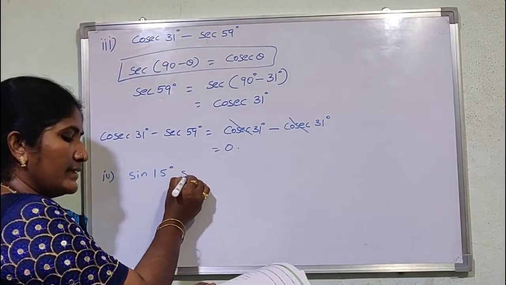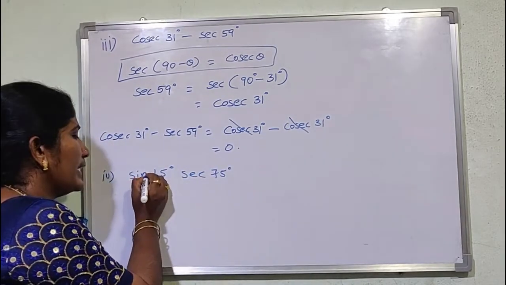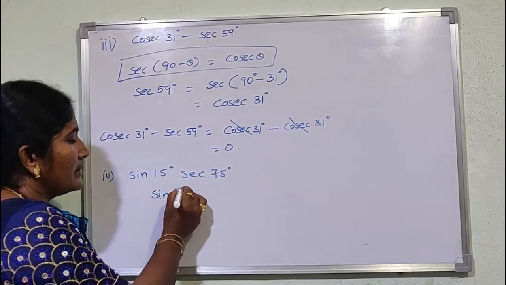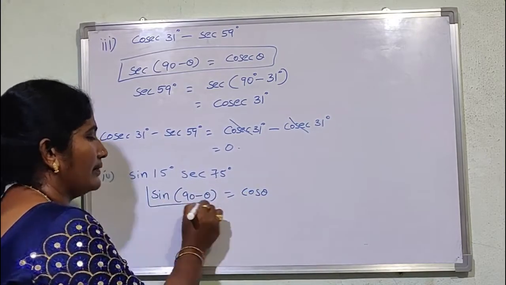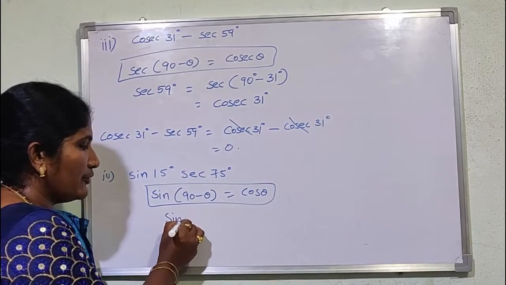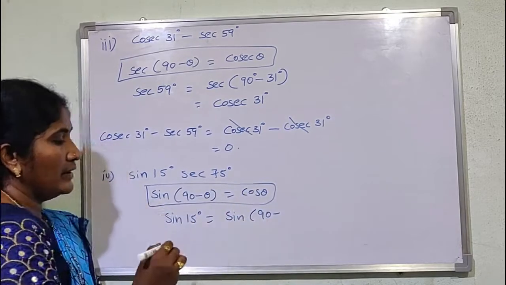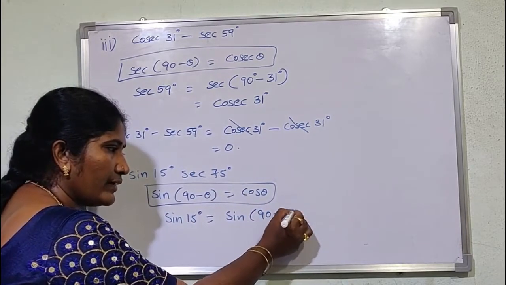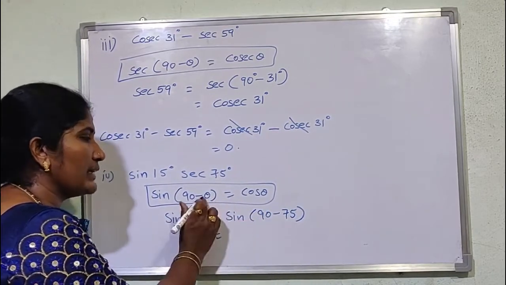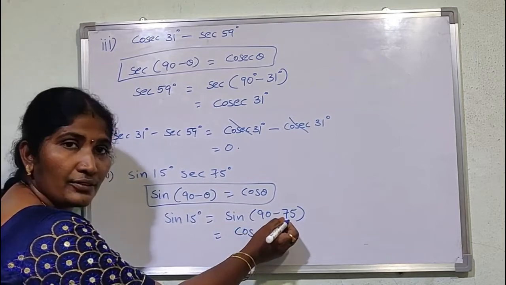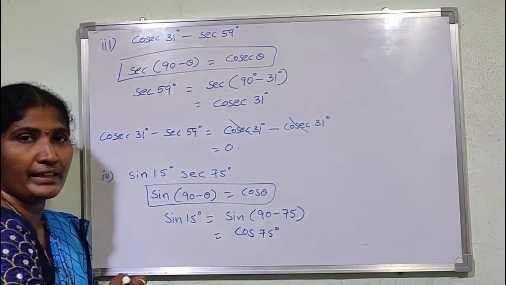Same fourth question also like that only. Sin 15 degrees, secant 75 degrees. Here I am taking sin 15 degrees. Sin 90 minus theta is equal to cos theta. Now sine 15 can be written as sine 90 minus, if you subtract 75 from 90, we will get sine 15. So sine 90 minus theta is cos theta. Cos, what is the value of theta here? 75. So cos 75 degrees.